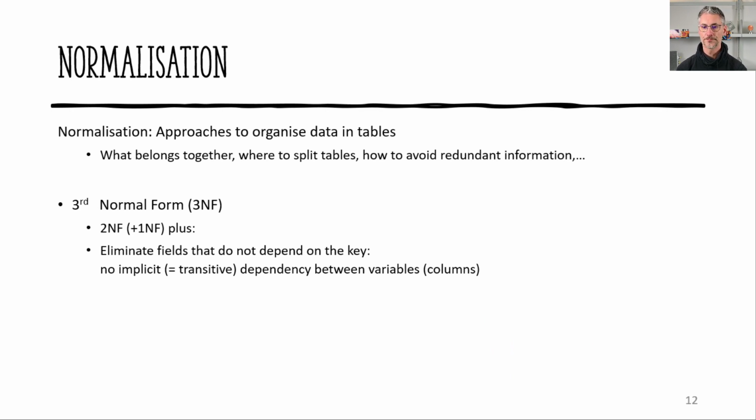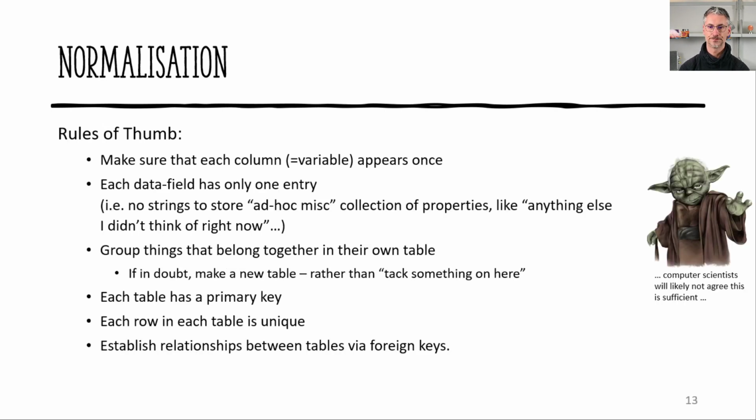The third normal form adds as another requirement that we eliminate fields that do not depend on the key. So that there is no implicit or transitive dependency between variables and columns. It sounds a bit vague, but it's like, how do we organize the table and what kind of fields do we have? The key identifies what we have in the table, and if there is anything in that table that doesn't really describe the key, then we should not include it.